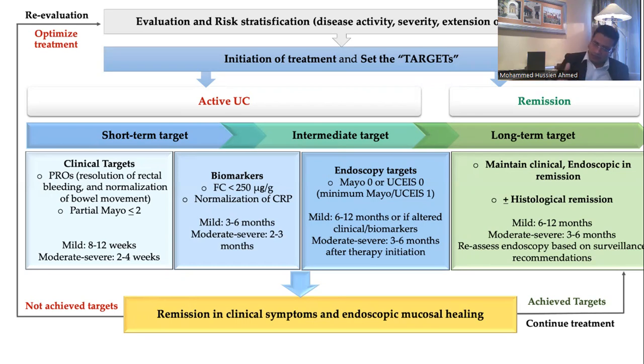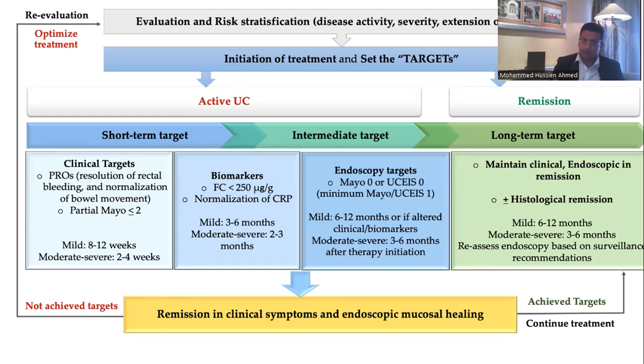If there is an improvement in the clinical symptoms and the clinical targets, we shift to the biomarkers. We have to look at the fecal calprotectin level. If it is less than 250, the patient is usually achieving the intermediate targets, and normalization of the CRP is also highly recommended. In this scenario we follow the patient every 3 to 6 months if they have mild disease, and if they have moderate to severe disease, every 2 to 3 months.